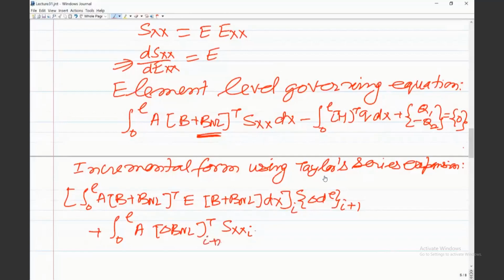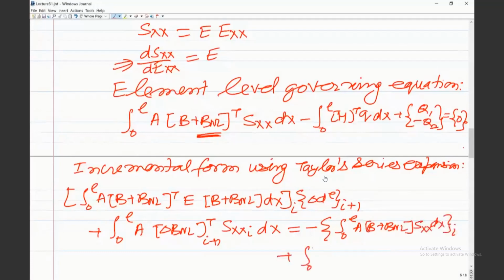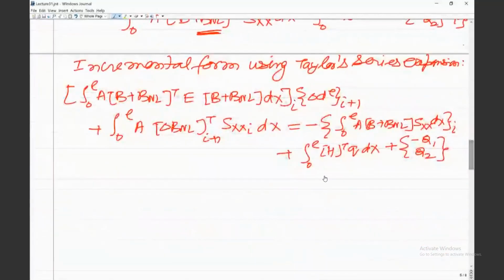So this is evaluated at the previous iteration into Sxx dx. So this is what you have, and on the right hand side we will have minus integration 0 to L (A B plus BNL) — we are using simple Newton-Raphson as we did earlier — into Sxx dx. This whole thing evaluated at previous iteration, plus we will have integration 0 to L H transpose Q dx, and plus we will have minus Q1 and plus Q2. So yeah, this is what we will have now.